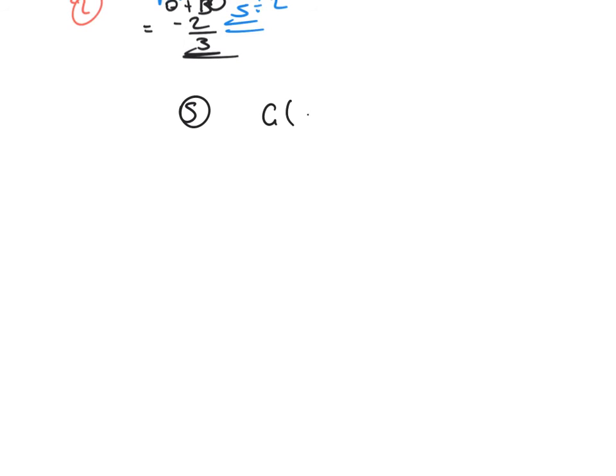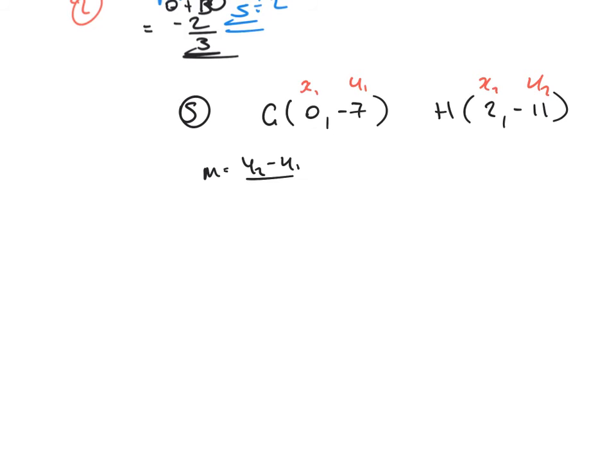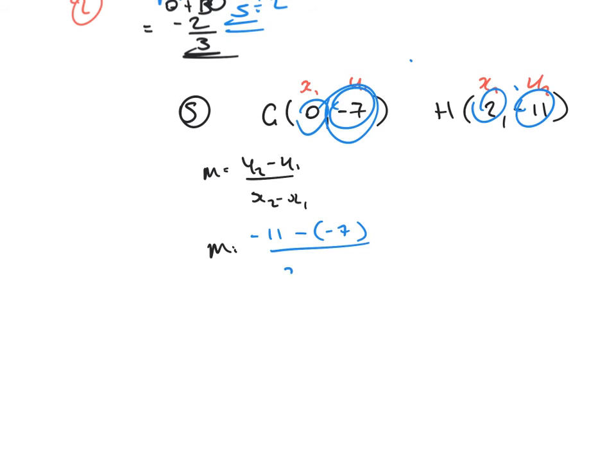Okay, example 5. The point G, which is 0, minus 7, and the point H, which is 2, minus 11. Okay, x1, y1, x2, y2. The gradient m equals y2 minus y1 over x2 minus x1. Okay, so y2 is minus 11, minus y1, that's minus 7. So it's not minus 11 minus 7, it's minus 11 minus minus 7, over x2 minus x1, that's 2 minus 0.